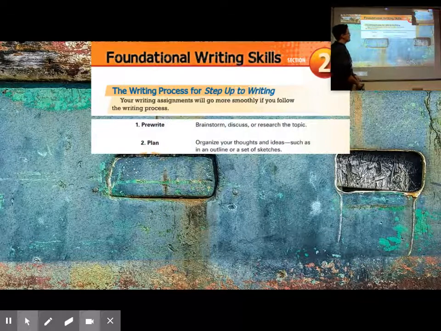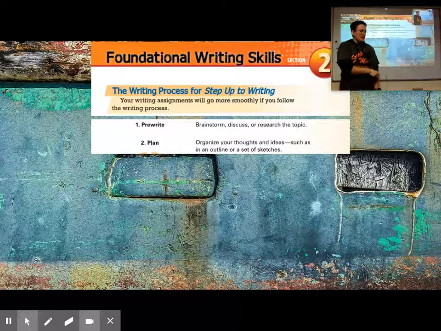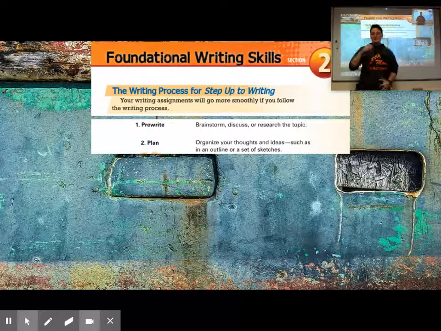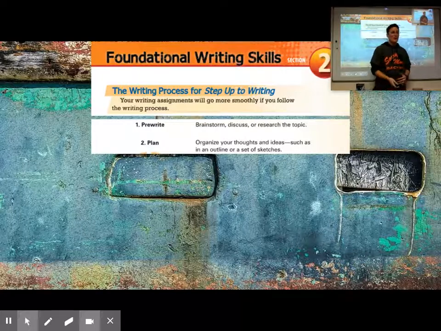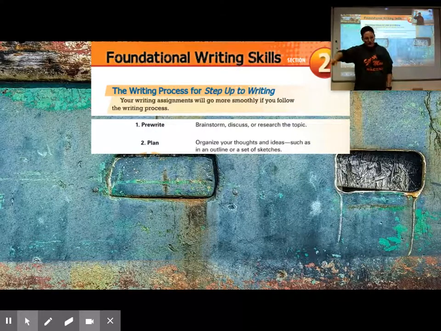Okay, the first one is to pre-write, and the second one is to plan. These two are really you're gathering your ideas. So for example, if you're talking about an opinion and why you feel the way you feel, maybe you want to argue about cell phones. Maybe you're trying to convince your parents to get you a cell phone, and they're like, nope, nope, nope.